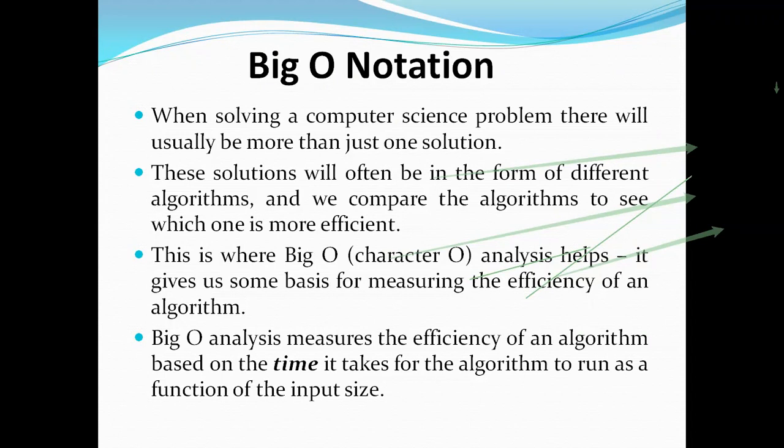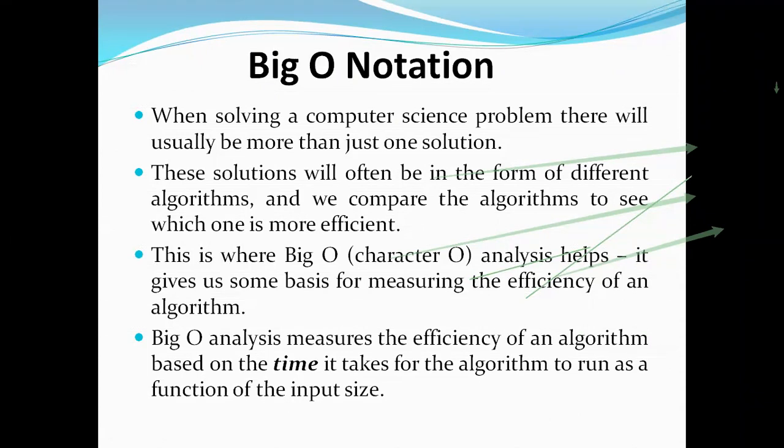According to my priorities, I will choose the method which is suitable to me. If I say choose the method that will take less time, then I will choose that method. If I say my priority is space, choose the method that will take less space, then I will check which one takes less space, and I select that method. This is where big O analysis helps. It gives us some basis for measuring the efficiency of the algorithm. Big O analysis measures the efficiency of an algorithm based on the time it takes for the algorithm to run as a function of input size.